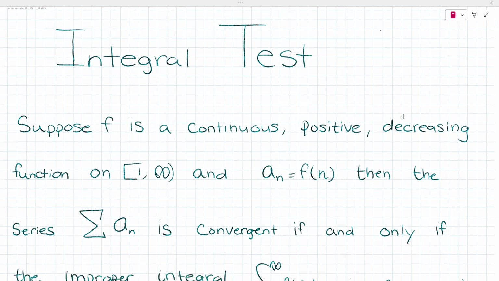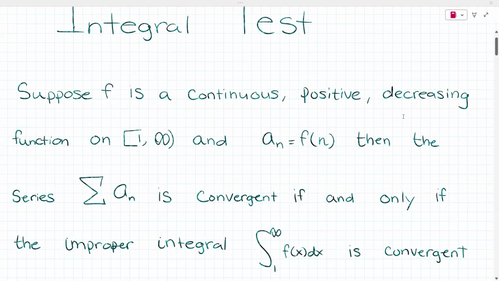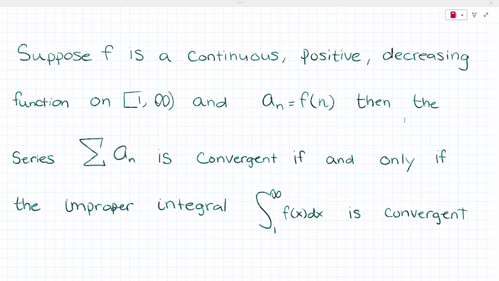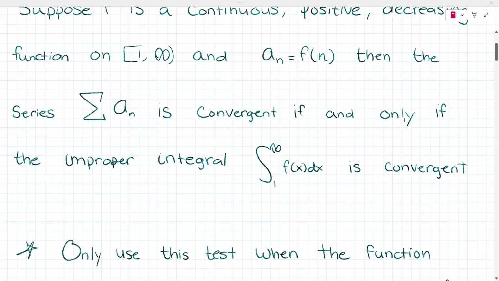Suppose f is a continuous, positive, decreasing function on the interval [1, infinity) and a of n equals f of n. Then the series, the summation of a of n, is convergent if and only if the improper integral from 1 to infinity of f of x dx is convergent.